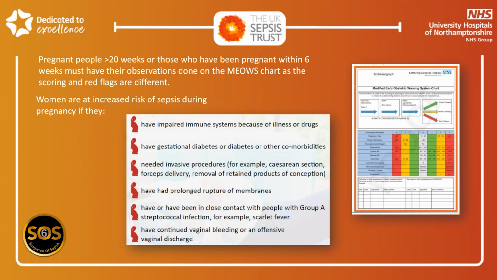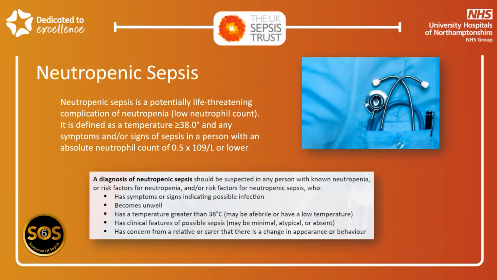Pregnant people greater than 20 weeks, or those who have been pregnant within 6 weeks, must have their observations done on the MEOWS chart, which is currently on paper, as the scoring and red flags are different. Women are at increased risk during pregnancy if they have an impaired immune system, have diabetes or gestational diabetes, have required invasive procedures, have prolonged rupture of membranes, have had or have been in close contact with somebody with group A strep, have continued vaginal bleeding or offensive vaginal discharge.